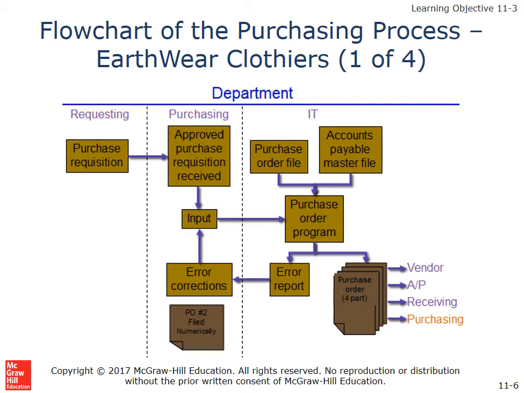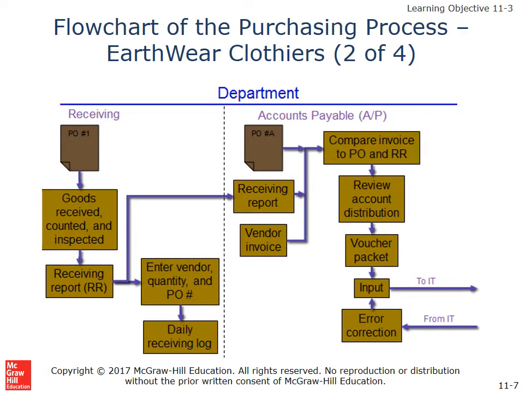So again, we start with the purchase requisition. The manager approves it. An approved purchase requisition is received in the purchasing department, and they input information into the purchase order program. Then information goes into the purchase order file and accounts payable master file. The purchase order is then created in 4 parts. One is sent to the vendor, one goes to accounts payable, one stays in purchasing, and another one without detailed information, amounts ordered or dollar amounts, goes to the receiving department.